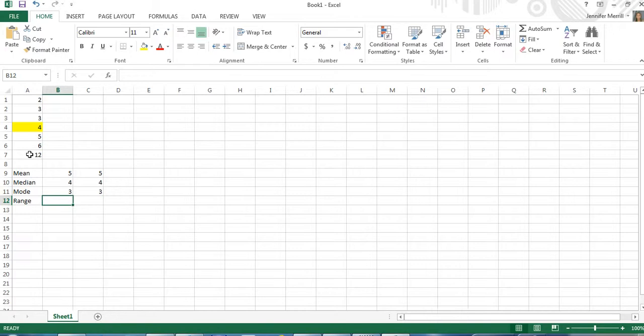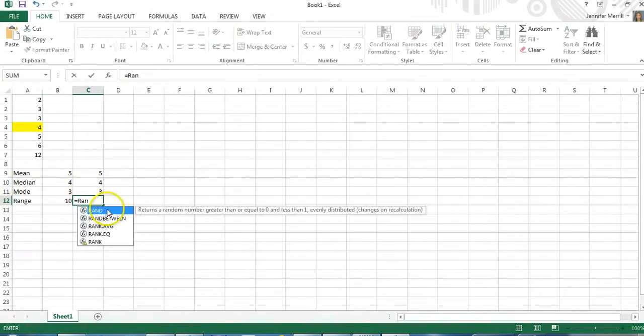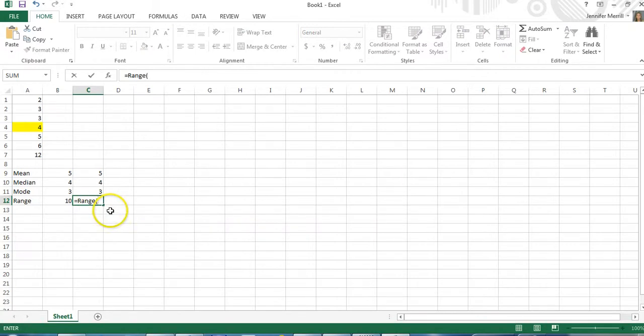If I wanted to do the range, I could take the biggest number, 12, minus the smallest number, which is 2, equals 12 minus 2, which is 10. Or I could type in equals the range. I don't think there is a range formula. We can try it. And there's not one. So you would just have to put in equals and then the biggest minus the smallest.